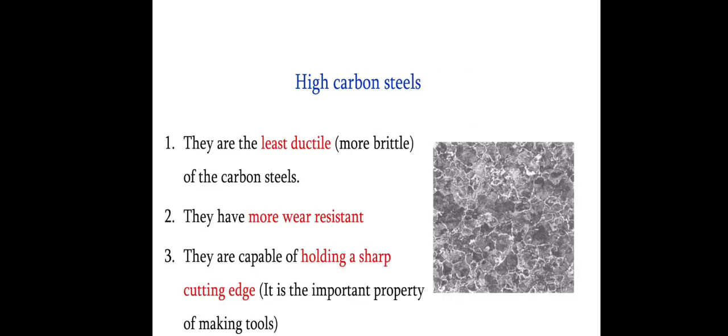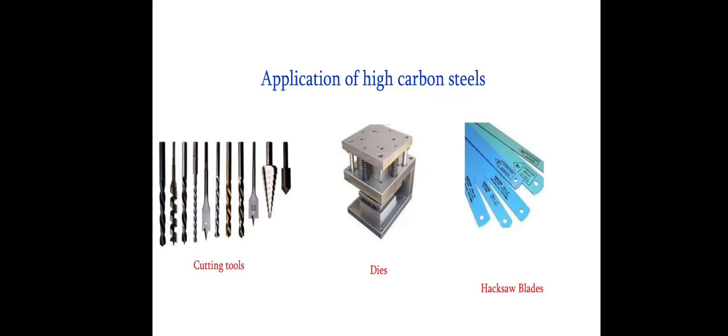High carbon steels are the least ductile and the most brittle of the carbon steels. They have more wear resistance. They are capable of holding a sharp cutting edge, which is an important property for making tools. These high carbon steels are those steels that have more than 0.6% carbon content. Typical applications of plain high carbon steel include cutting tools and dies, forming and shaping materials, knives, razors, hacksaw blades, springs, and high strength wires.